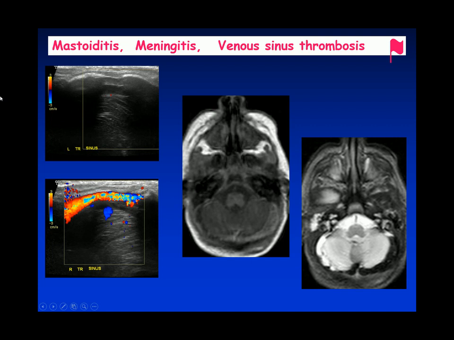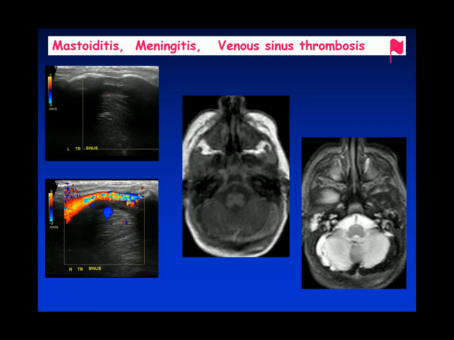And here you see the transverse sinus on the right side, and this is patent. There is color into the sinus, and here on the other side there is no flow at all. So my diagnosis was thrombosis of the transverse sinus on one side. And your question would be, why did you do an MRI?